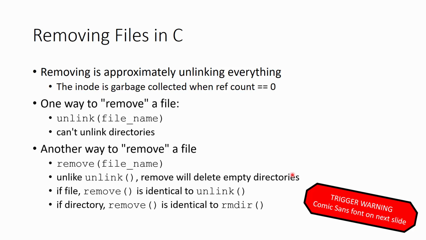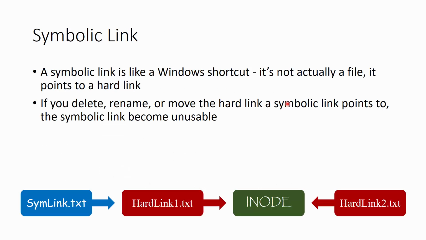So another way to remove a file would be to use the remove function in C, of course, and unlike the unlink function, remove will delete some empty directories. So if it's a file, then remove is identical to unlink, and if it's a directory, then remove is identical to rmdir. So lots of different ways to delete things in Unix.